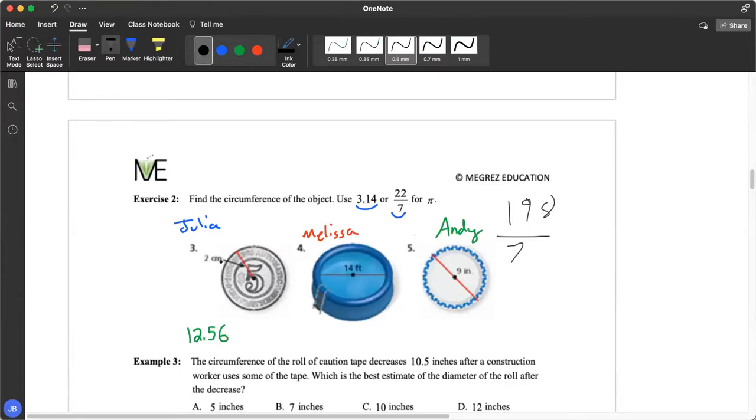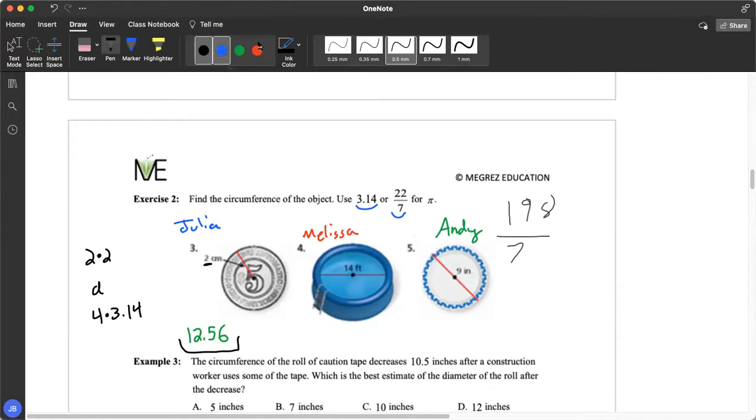Okay, so I took the radius, which is 2, and I multiplied it by 2, so I get the diameter. And then I got 4, so then I did 3.14 times 4, and I got 12.5. Perfect. That's exactly right, 12.56. Let's see, Melissa, you did this one. Let me check. Perfect, okay.